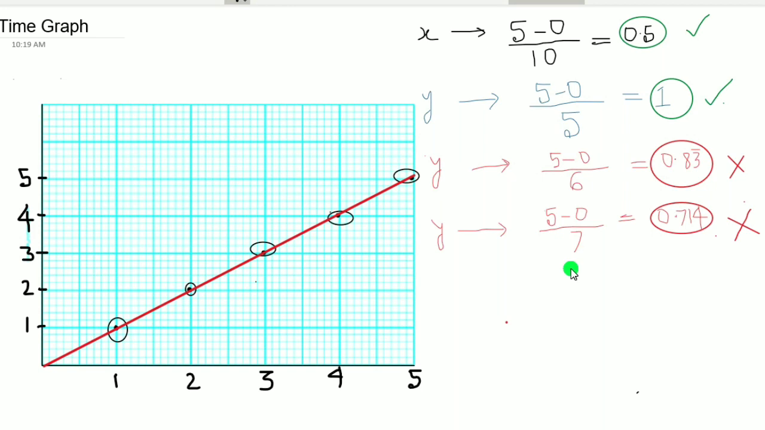If a student asks why we have not taken 6? Yes, you can take 6, 1, 2, 3, 4, 5, 6, 6 big squares. Then again it will come out as 0.83, which is not a fair value. If it comes out as 0.5 or 1, then it is easy to calculate. That's why we have taken up to 5.